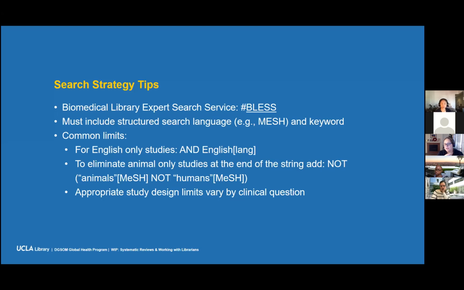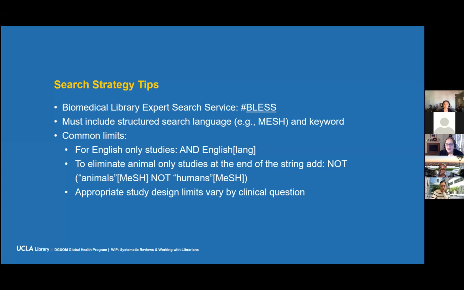To eliminate animal only studies, as Ami had mentioned, to not get those guinea pigs and things like that in there, you can not out the animal only studies. And this is one of those situations where you do a double negative that makes no sense in the English language, but makes complete sense in Boolean logic. So you say not, animals not human. It has to be the last part of the search phrase for it to work completely in PubMed and not cause potential errors.